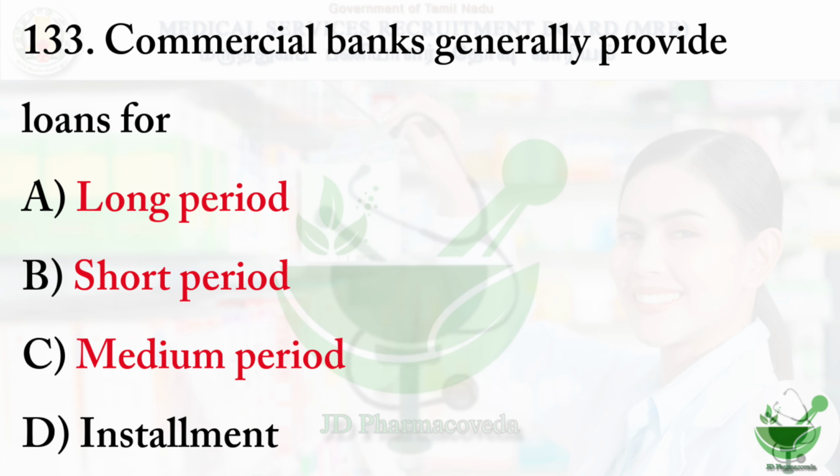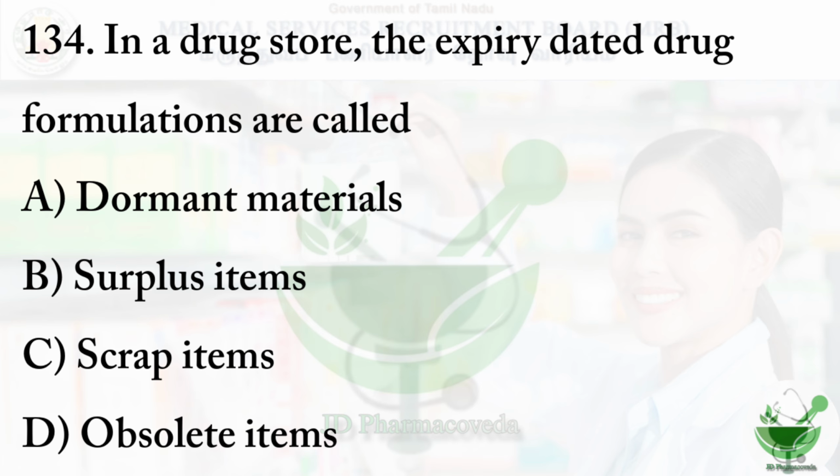Then question number 134. In a drugstore, the expiry dated drug formulations are called. The options are option A, dormant materials, option B, surplus items, option C, scrap items, option D, obsolete items. So the right option is option D, obsolete items.